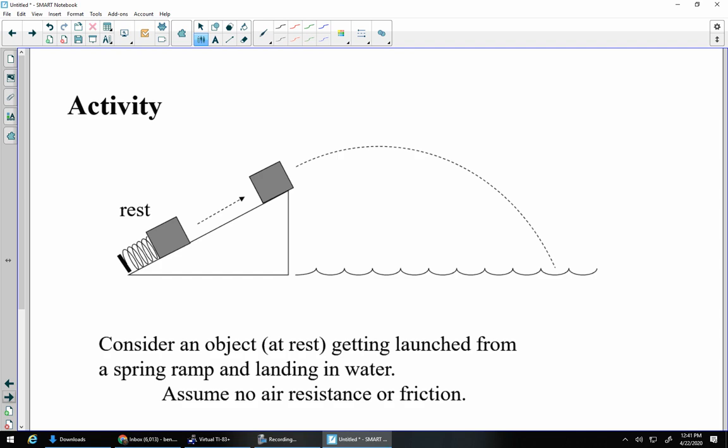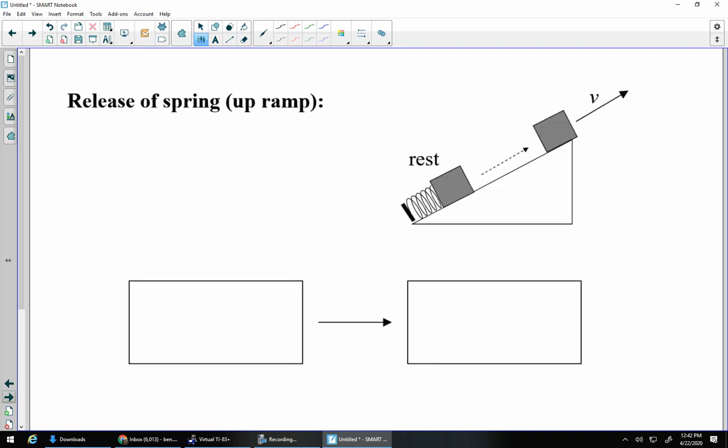So this activity that we got, this one is actually in your workbook on page 127. Consider an object at rest that's getting launched from a spring ramp and landing in the water. Assuming no air resistance and no friction, besides the friction of the box and the water at the end, could we describe the main energy conversions that are going on? So step number 1, it's starting from rest, but it's on a compressed spring. So on a compressed spring, that speaks to me, EPS.